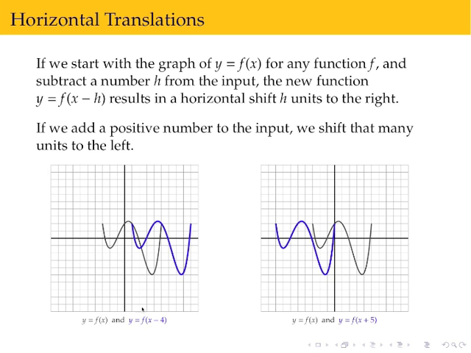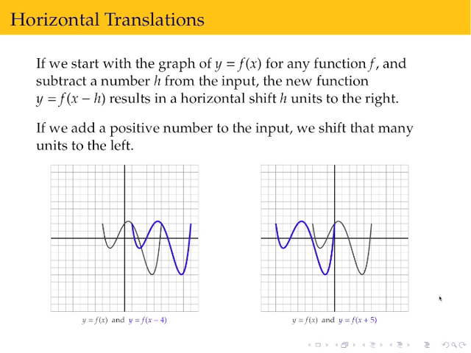So let's look at some examples here. Here is my mystery function, and the one in dark gray is y equals f of x. The blue one is y equals f of x minus 4. So it has been shifted 4 units to the right. Over here we have the graph of f of x plus 5, and that has been shifted 5 units to the left.